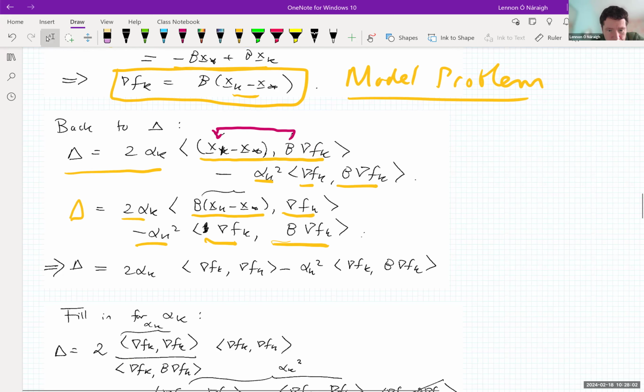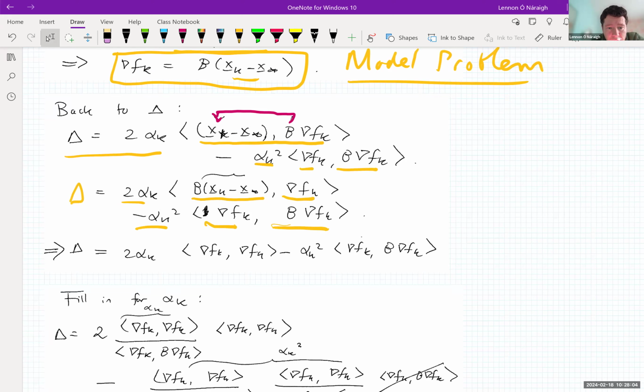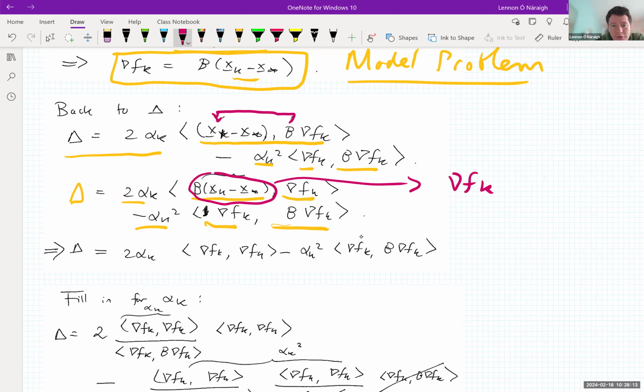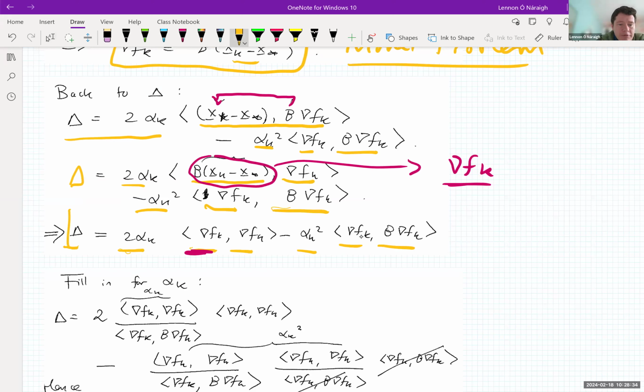I now also use the fact that B times xk minus x star is grad f for the model problem. So this expression for delta becomes 2 alpha k grad f scalar product with grad f. That's this guy. And then minus alpha k squared grad f scalar product with B grad f. Okay, so this is what I have for delta.